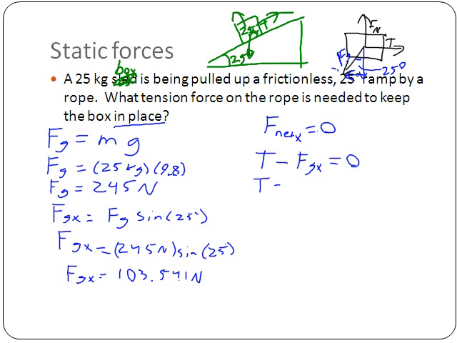So my tension minus 103.541 would equal 0, because we know that the total net force in the x direction is 0, because the box is being held in place and not accelerating. Moving it around, we find the tension would be equal to 103.541 newtons. For significant figures, we have 2 right there, so it's going to round to 2 sig figs. So our tension force to keep this box in place would have to be 100 newtons.